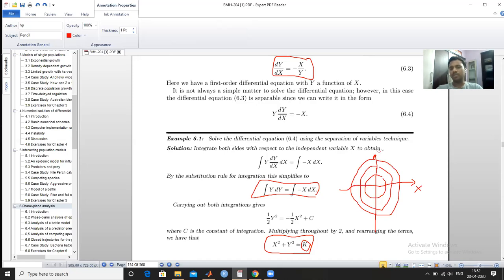This is x, and in this direction is y. You can check: if you start from any point from here, at t equal to 0, then you will go like this. After some time it will come here, then again it will go here like this. It will continue on this.